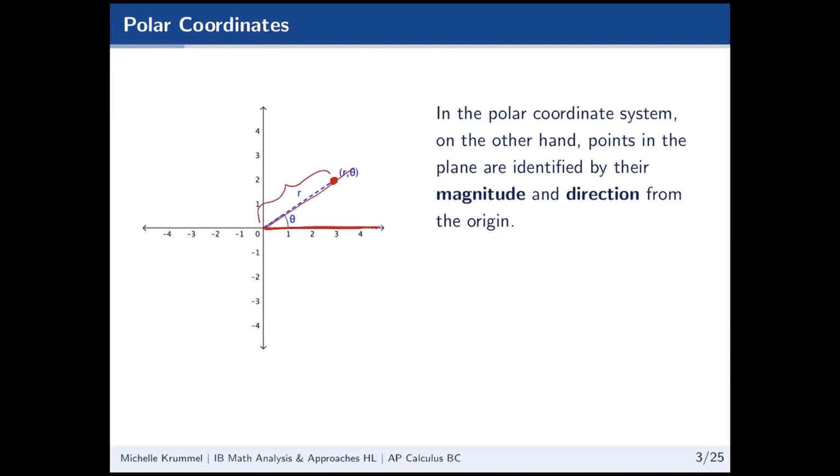And this way of thinking about movement to points in the plane is called the polar coordinate system. It also requires two pieces of information, but they're different kinds of information. In the polar coordinate system, points are identified by their magnitude and direction from the origin. So the magnitude is that distance from the origin to the point, and the direction is determined by the angle whose initial side is on the positive x-axis.